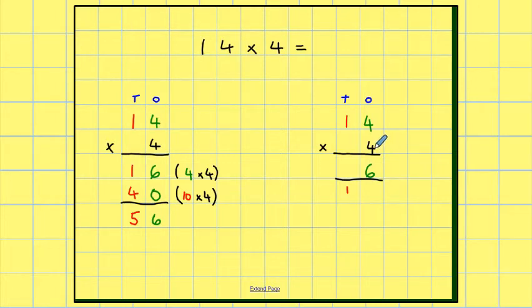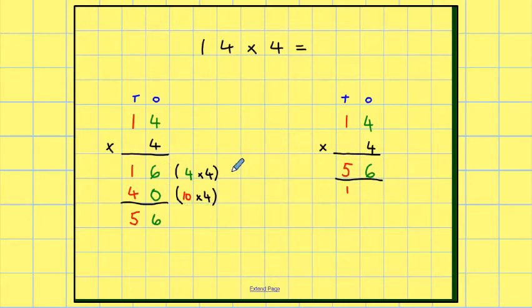This time we've got our 4 multiplying this 10. So 10 4 times is still 40, but we've got this one here, haven't we? 10 times by 4 is 40, but we need to remember that we've carried the 10 from 16 into the ones column. So we've got 10 times by 4 is 40, plus this 10 is 50. The answer is 56. The answer here is 56.